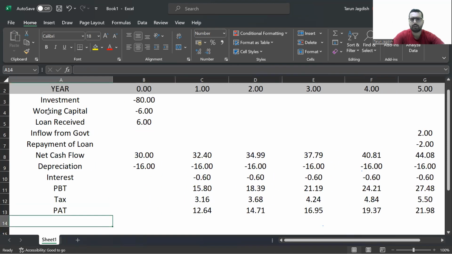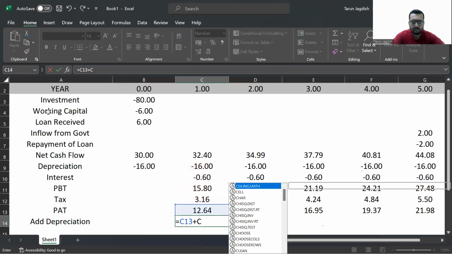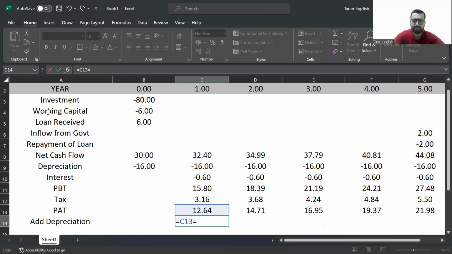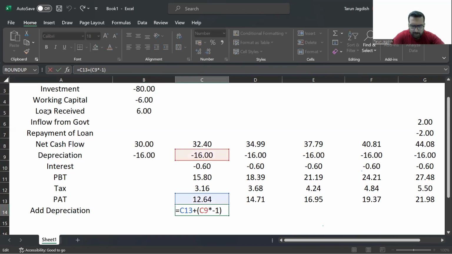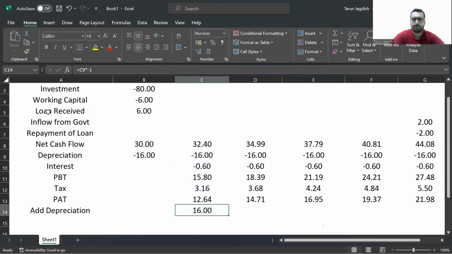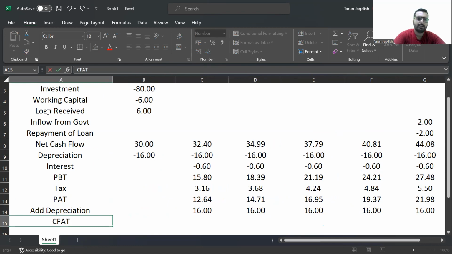So once you get profit after tax, what will I normally do? I will add back depreciation, correct? So depreciation will be this plus, add back depreciation. So I'll get, then what are we supposed to do? We are supposed to less capex.